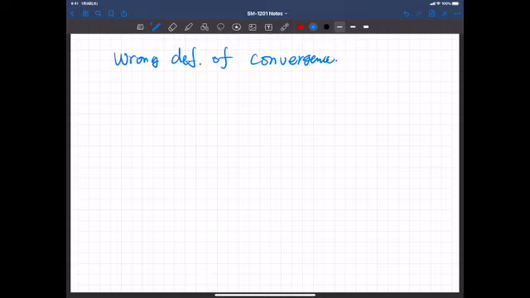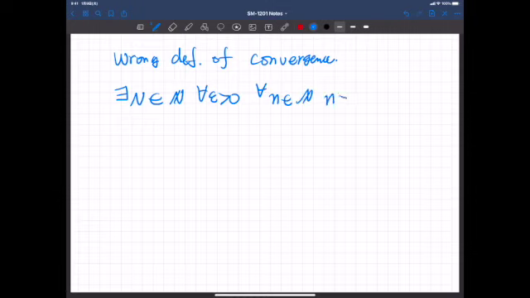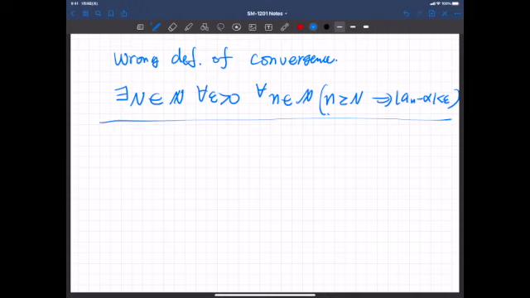Let's say there exists some natural number N such that for all epsilon that is a positive real, or for all natural numbers n, if n is greater than capital N, then |an minus alpha| is less than epsilon. Okay, so this is wrong. The difference between this and the correct definition is the order of this quantifier and this quantifier.